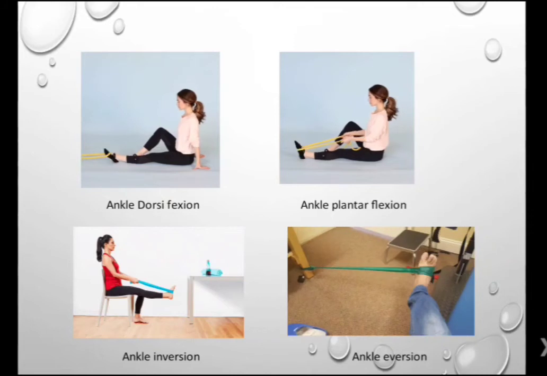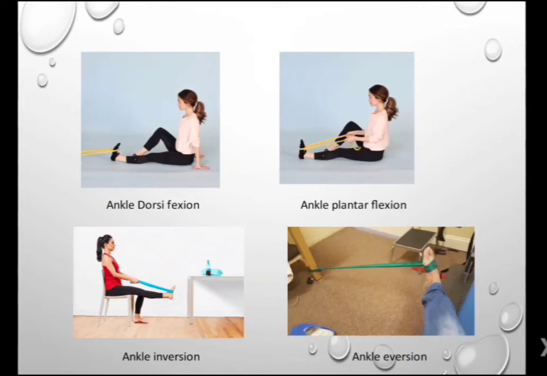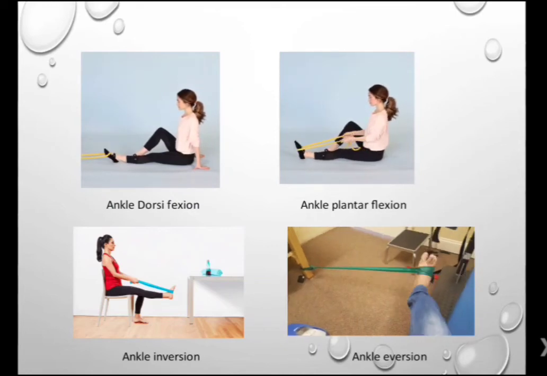Third exercise is ankle inversion. For this, sit on a chair and loop the band around the front of your foot and hold both ends with your hand, moving only your ankle and keeping your toes pointed up. Turn your foot inward so the sole is facing your other leg. Hold it for 2 seconds and return to relax. Repeat it 10 times.